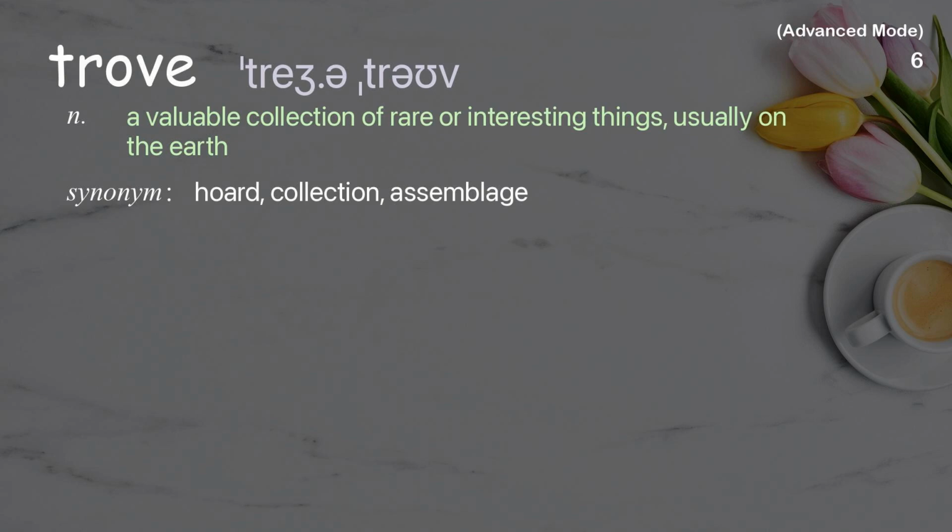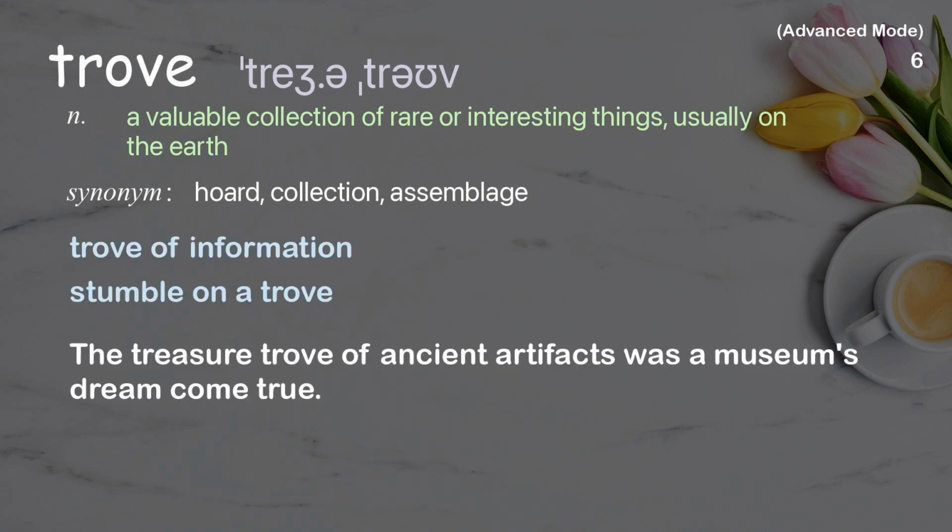Trove. A valuable collection of rare or interesting things, usually on the earth. Examples: Trove of information. Stumble on a trove. The treasure trove of ancient artifacts was a museum's dream come true.